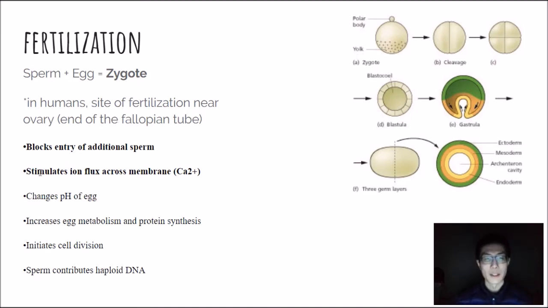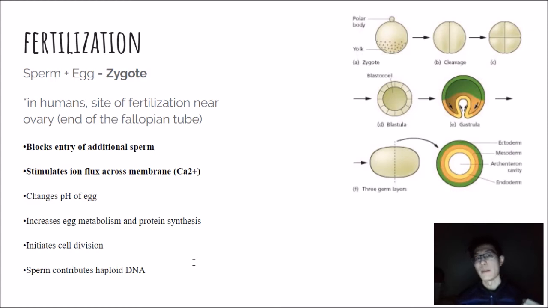There's also stimulation of ion fluxes across the membrane, like calcium. You can also see changes in the pH of the egg. You can see increases in metabolism as well as protein synthesis. And then, of course, there is an initiation of cellular division. And ultimately, as I mentioned, the sperm contributes haploid DNA.